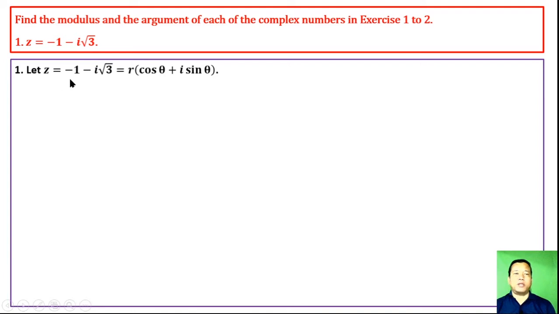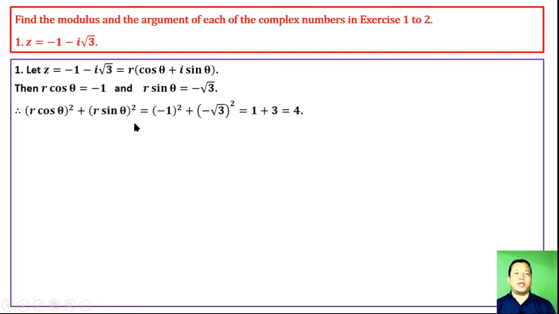Let z equal to minus 1 minus i root 3 be in the form of r times cos theta plus i sin theta. Equating real and imaginary parts, we get r cos theta equal to minus 1 and r sin theta equal to minus root 3. Squaring and adding, we get r square equal to minus 1 whole square plus minus root 3 whole square, whose squares are 1 and 3, which makes 4.